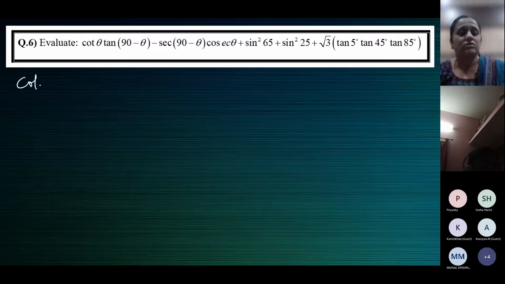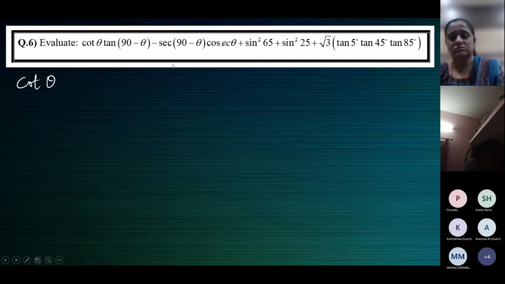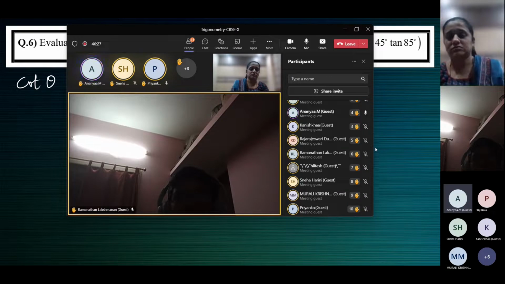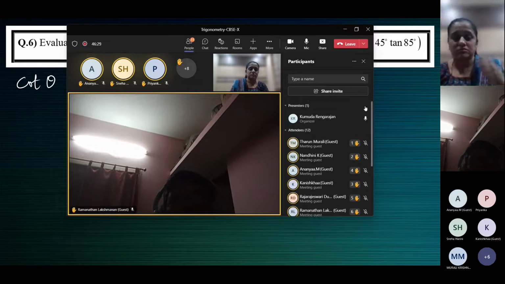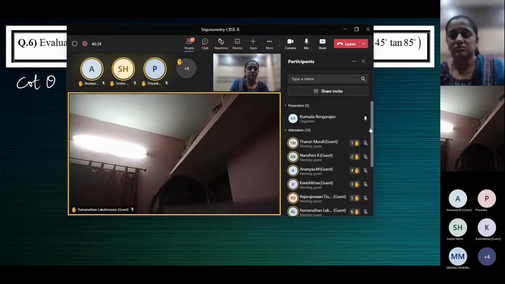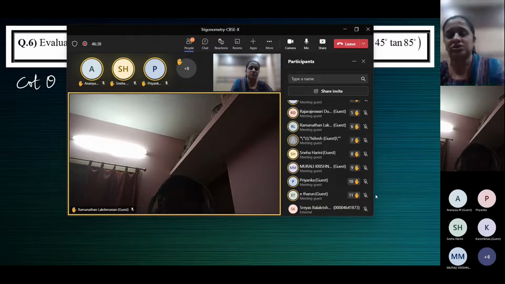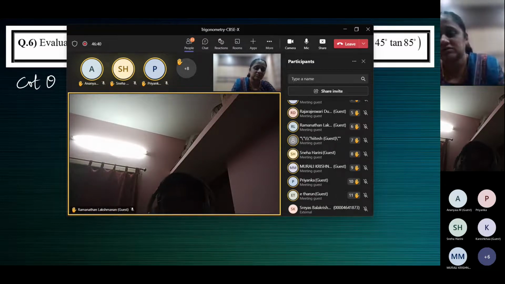So part theta, what is tan 90 minus theta, children? What's tan 90 minus theta? Cot theta. Tarun, Murali, Nandini. Yes, ma'am. Panishka, Rajarajeshwari, Ramanathan, Hitesh, Sneha, Harini, Shreyas, Tarun.